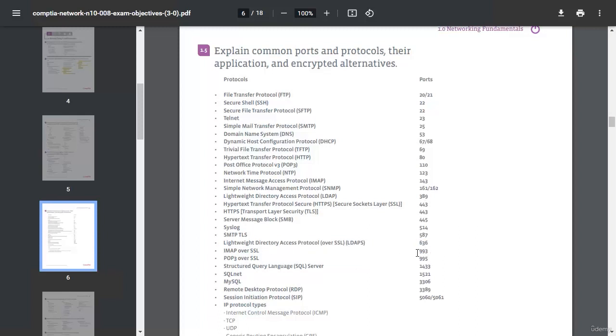For IMAP, I believe we mentioned this but didn't have it on there. I can't find the other one now. Excuse me, 143 or 993. POP3 is 110 or 995. Just remember those two. With or without SSL just means with or without encryption.